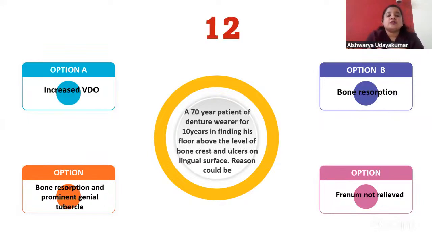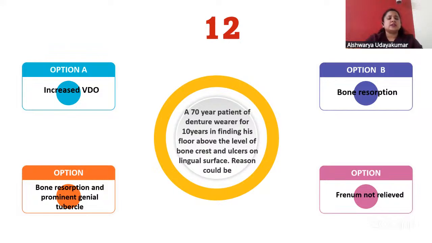Next, moving on with our 12th question. A 70-year-old patient, a denture wearer for 10 years, is finding his floor above the level of bone crest and ulcers on the lingual surface. The reason could be, the patient is 70 years old, that is, a debilitating patient. He has been wearing a denture for 10 years. What sudden issue can have come after 10 years?